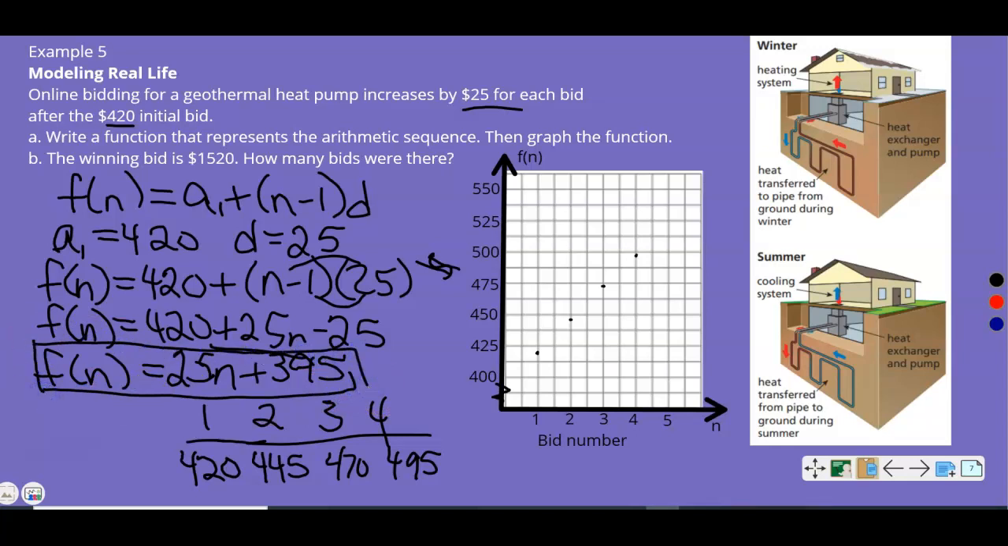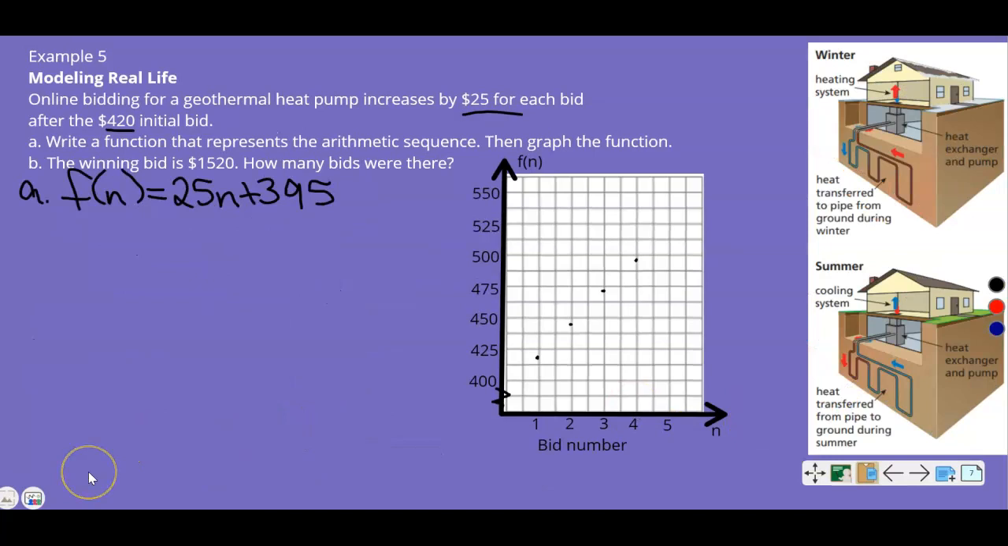Part B says the winning bid is $1,520. How many bids were there? We don't have a lot of room here, but 1520 would go in for f of n. That's the winning bid. Let me see if I can move some stuff around. Hold on one second. I erased everything except the answer. We have the function here and the graph. If you need those steps, please rewind the video a little bit and write those in your notes. Let's move on to part B.